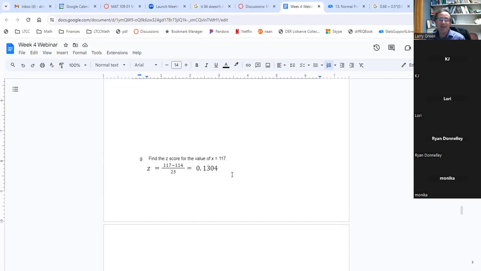But notice you get the z-score and it doesn't look anything like the original x. So if you don't have a standard normal, you're not going to get the same number for z. Any questions at all on that idea?